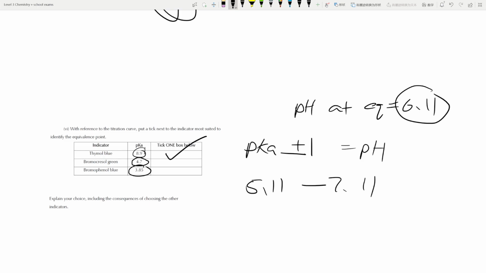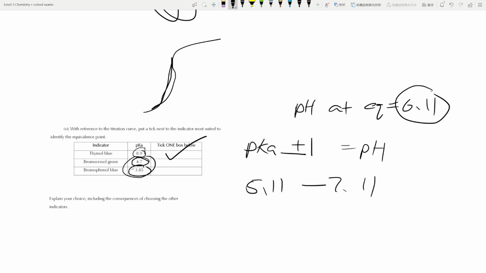So which one would you pick? You pick this one. Why? Because we want an indicator to change color around the equivalence point. You don't want it to change color before the equivalence point even happens. If you look at these two, they actually change color before it happens, so that's just a really poor indicator. You want it to be near the steepest part of the curve. So it's kind of like this, sorry, it's not the base curve.